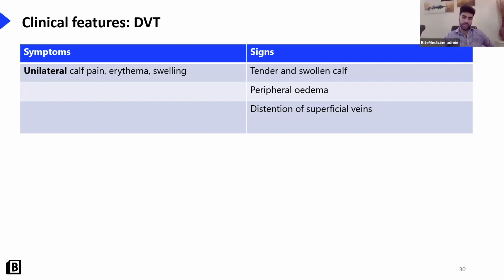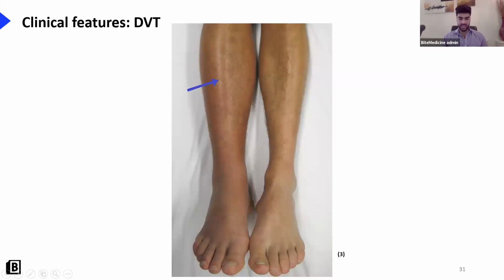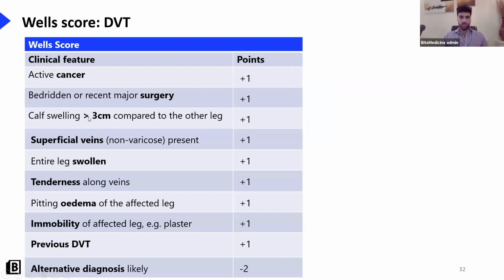Someone's asked a very good question. How do you differentiate this from cellulitis? That is coming up on our differential slide. The Wells score for a DVT is slightly different. So again, it includes very similar factors: active cancer, immobility, calf swelling, if there's evidence of superficial vein distension, if the entire leg is swollen, etc. And you get a point for each of these. If you suspect an alternative diagnosis like cellulitis, then you get minus points. You tot all of these points up.